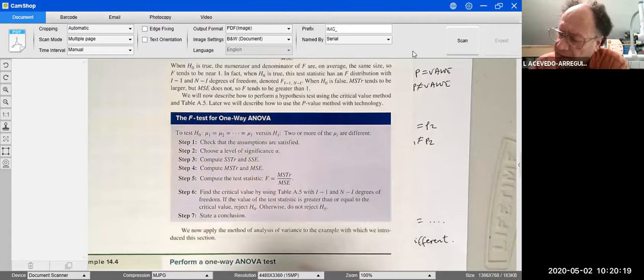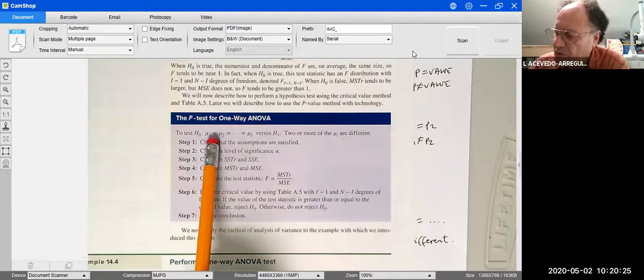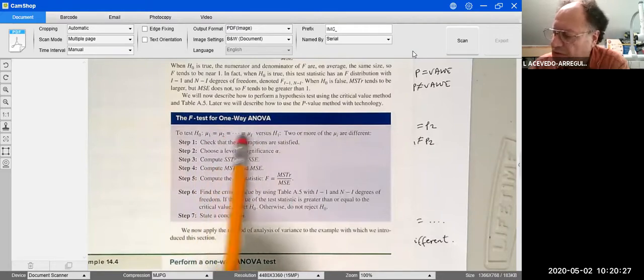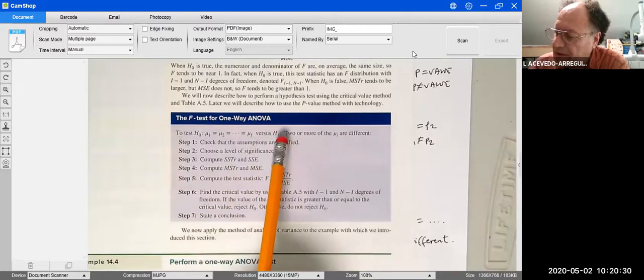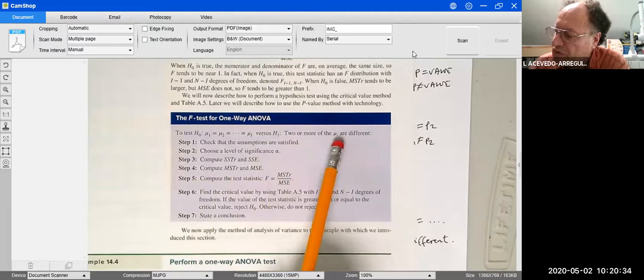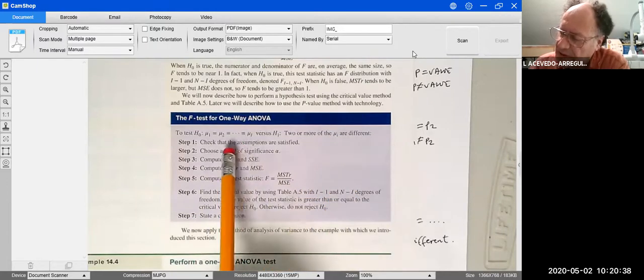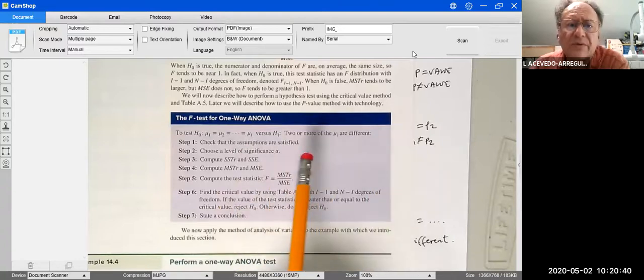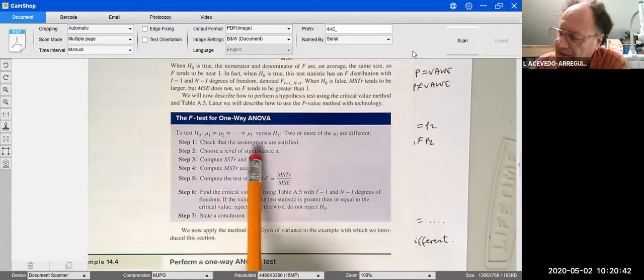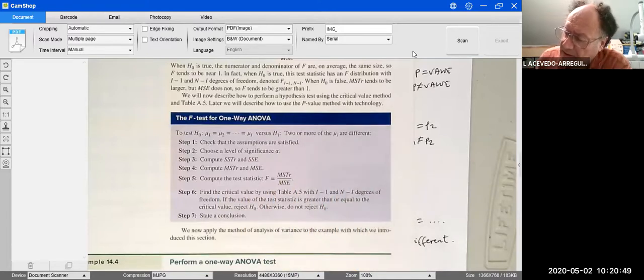So once you set your null hypothesis, which is just mu1 equals mu2 equals mu3 and so on, versus the alternative hypothesis, which is that two or more of the mu's are different, we're going to follow these steps. You're going to check the assumptions that I just mentioned before. We're going to have our significance level alpha indicated. Either we are going to set it or maybe it's given in the word problem.